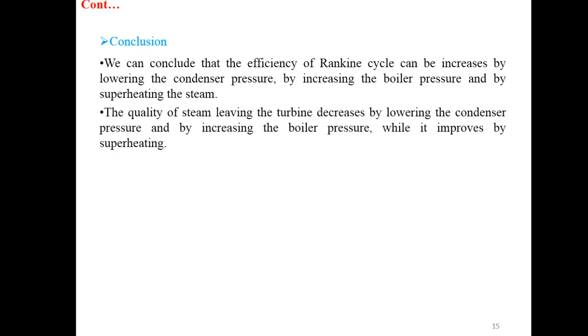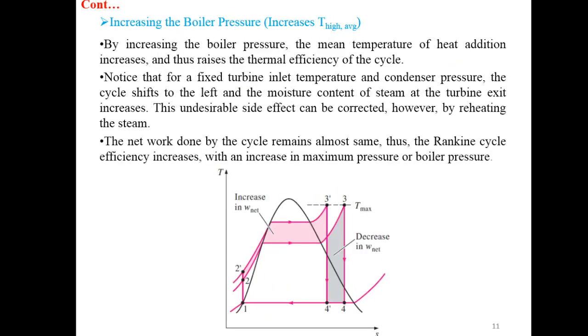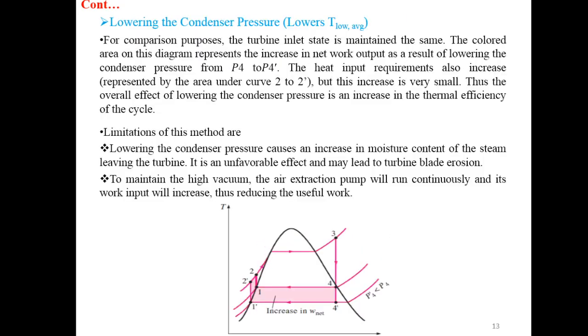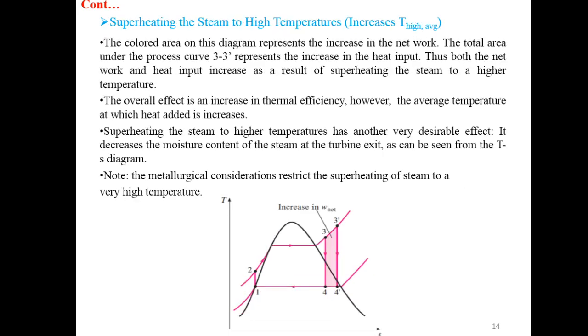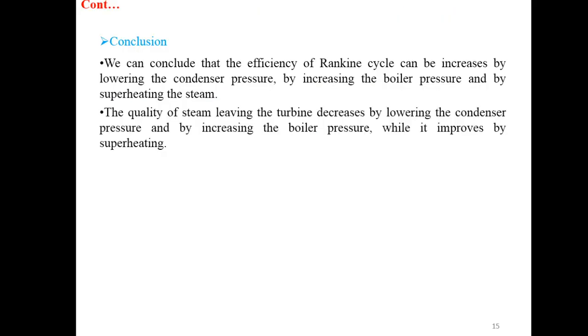Our conclusion for the three cases we have done, that is increasing the boiler pressure, second lowering the condenser pressure, and third one superheating the steam. We can conclude that efficiency of Rankine cycle can be increased by lowering the condenser pressure, by increasing the boiler pressure, and by superheating the steam. The quality, that is dryness fraction of steam leaving the turbine, decreases by lowering the condenser pressure and by increasing the boiler pressure, while it improves by superheating.